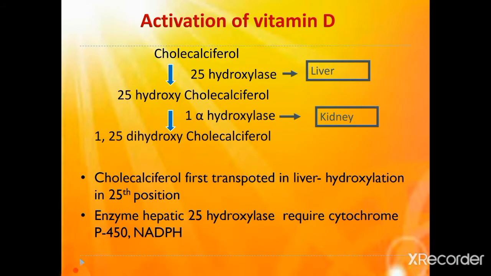Vitamin D is activated in the liver and also in the kidney. Cholecalciferol, with the help of the 25-hydroxylase enzyme in the liver, is converted into 25-hydroxycholecalciferol. The OH group is added at the 25th position with the help of the 25-hydroxylase enzyme. Then this 25-hydroxycholecalciferol is converted into 1,25-dihydroxycholecalciferol with the help of the enzyme 1-alpha-hydroxylase, which is present in the kidney. So, with the help of the liver and kidney, OH groups are added at the 25th and first positions, and it gets activated.